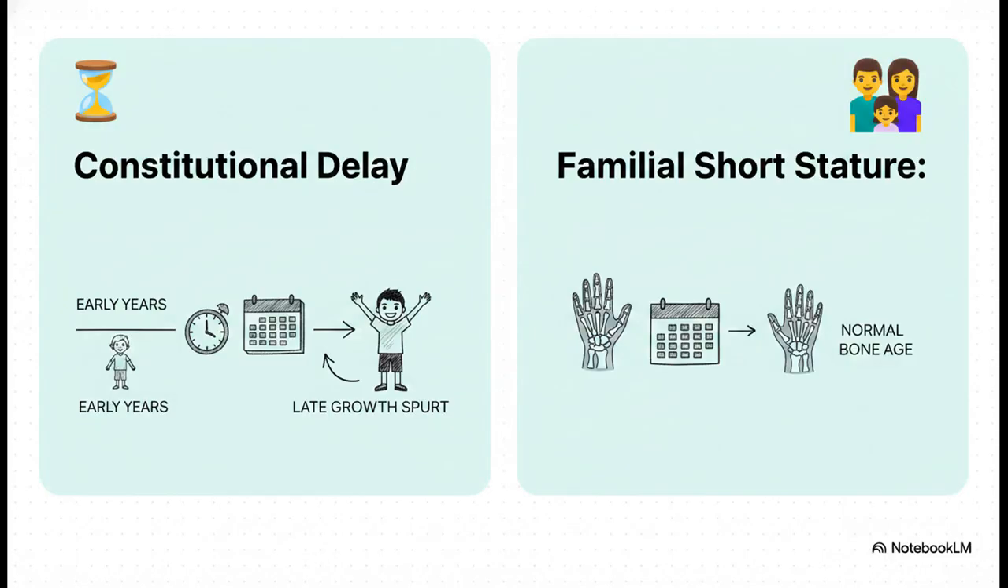A child with familial short stature is just following their genetic blueprint. They're on track to be a shorter adult, probably just like their parents. Their bone age matches their actual age. But a child with constitutional delay, well, they're on a slower timeline. They're a late bloomer. Their bone age is younger than their actual age. But the good news is, they will eventually catch up and reach a totally normal adult height. The key to telling them apart, it's the bone age.